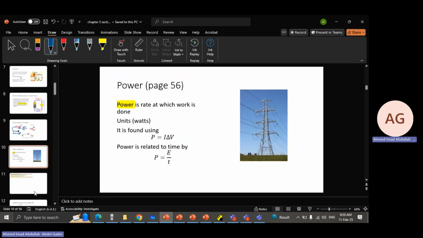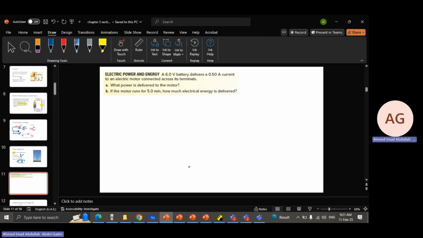Moving on to electrical power. Power is the rate at which work is done. It has the unit watts. It's found using the equation P equals I delta V, where I is the current in amps. Delta V is the potential difference across the element in volts. And the old formula, which we know from previous lessons or previous units, P equals energy in joules divided by time in seconds, still applies.